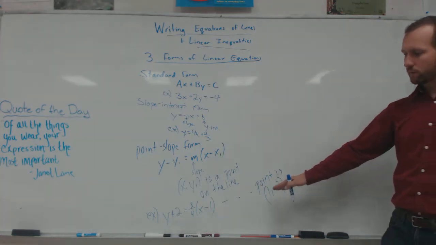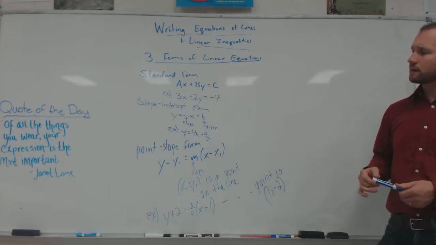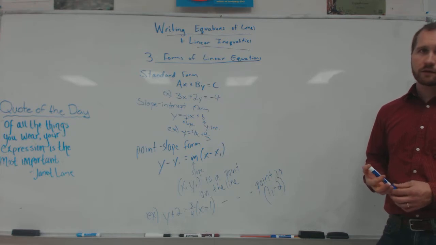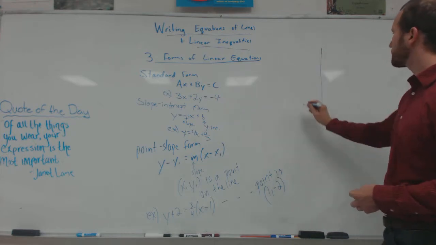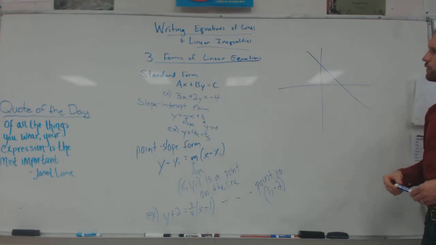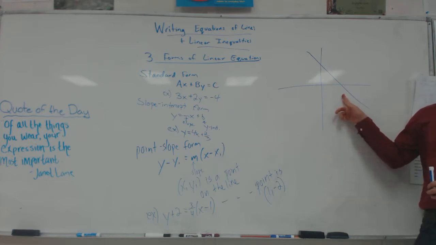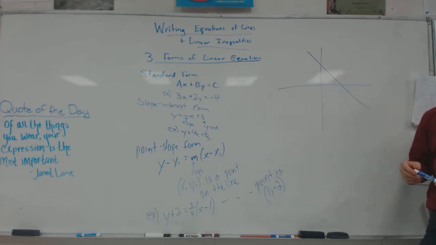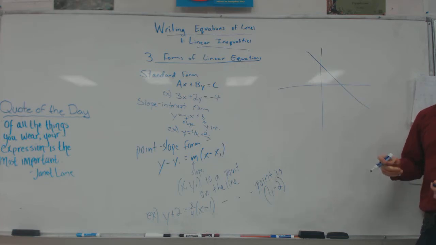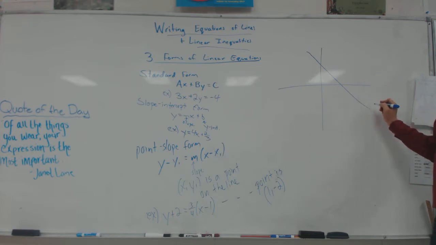That's our point. Now, let's think about this. For a given line, so let's say I have a line like this. How many equations could you write for this line in standard form? Would it be 1 or would it be more than 1? 1. Why would it be 1? What's your reasoning? What's your thinking?